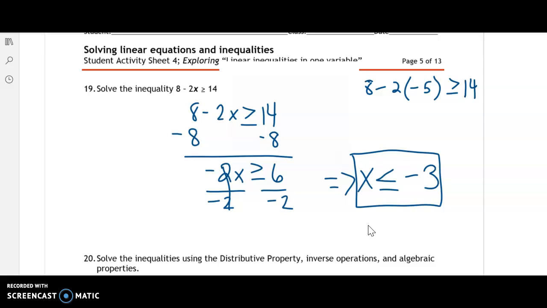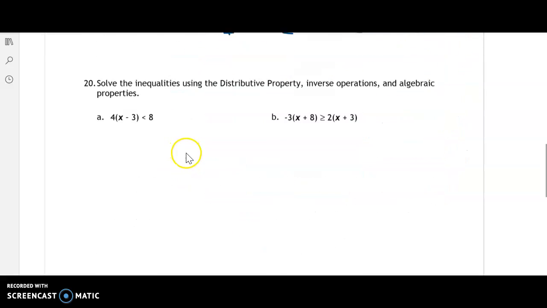So let's see. We have 2 times negative 5, which is positive 10. So 8 plus 10 is greater than or equal to 14. Simplify this. You have 18 is greater than or equal to 14. And this is true, all right? 18 is greater than or equal to 14. It checks out. That means our solution checks out. All right, that's just one example. Let's go to another one.